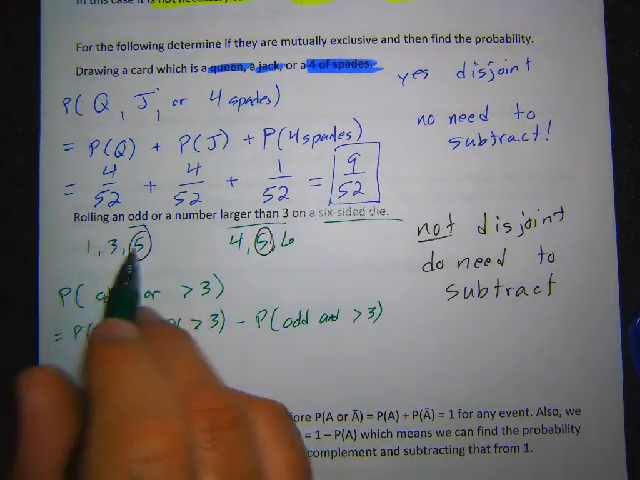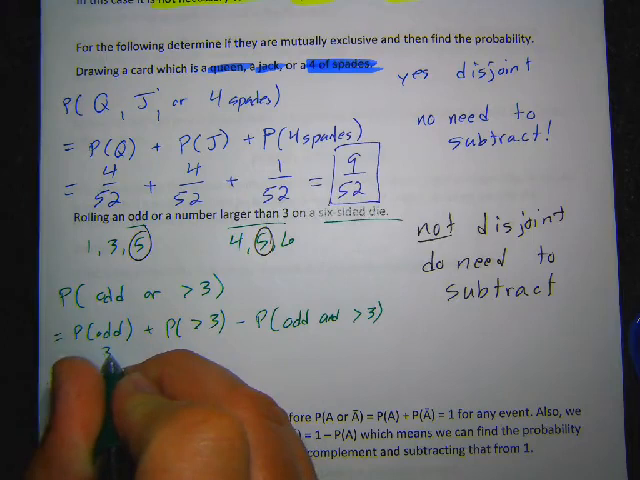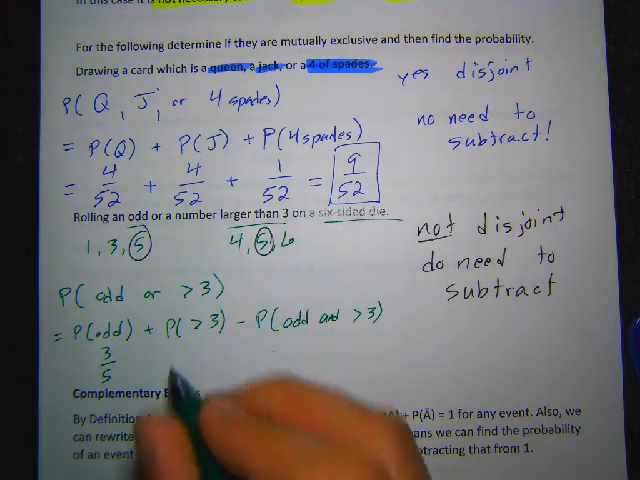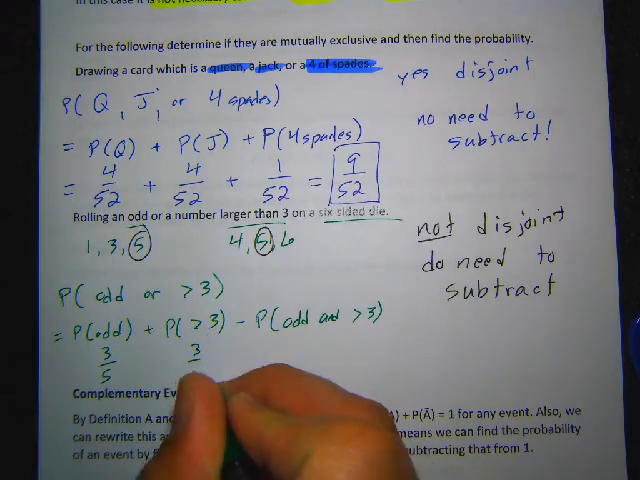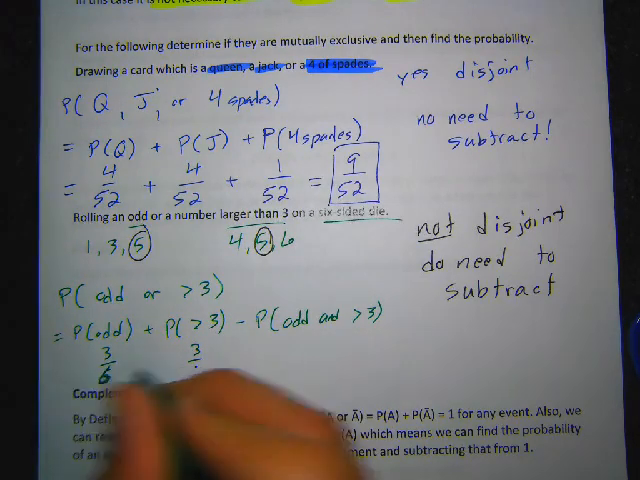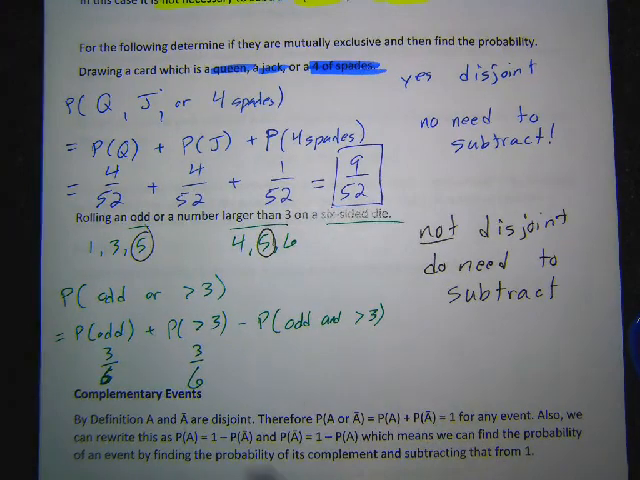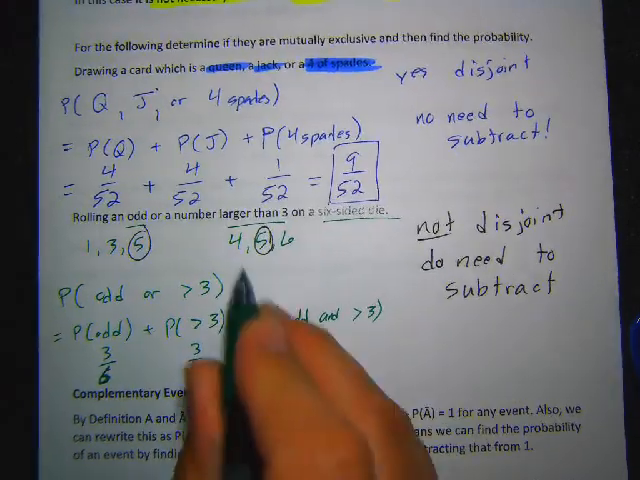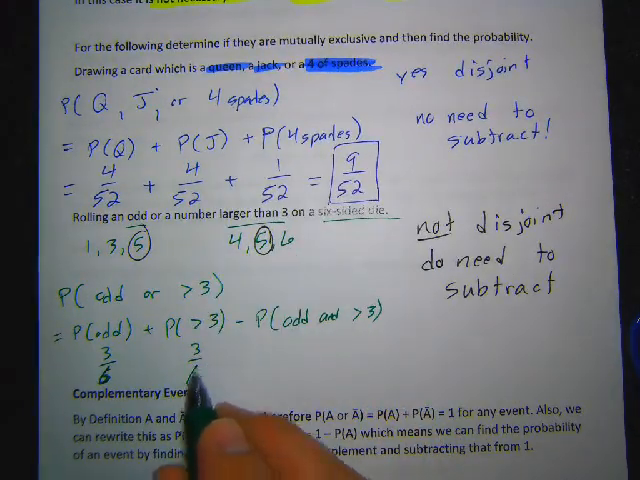In this case, yeah, there's only 3 odds. 1, 3, 5, those are the 3 odds we have. There's only 3 numbers bigger than 3, right? 4, 5, and 6. So there's 3 bigger than 3. Oh, it's not a 5, I don't know why I put 5 there. Sorry about that. It should be a 6. 3 out of 6, because there's 6 sides on a die. 6-sided die. And there's 3 bigger than 3 out of 6 sides.